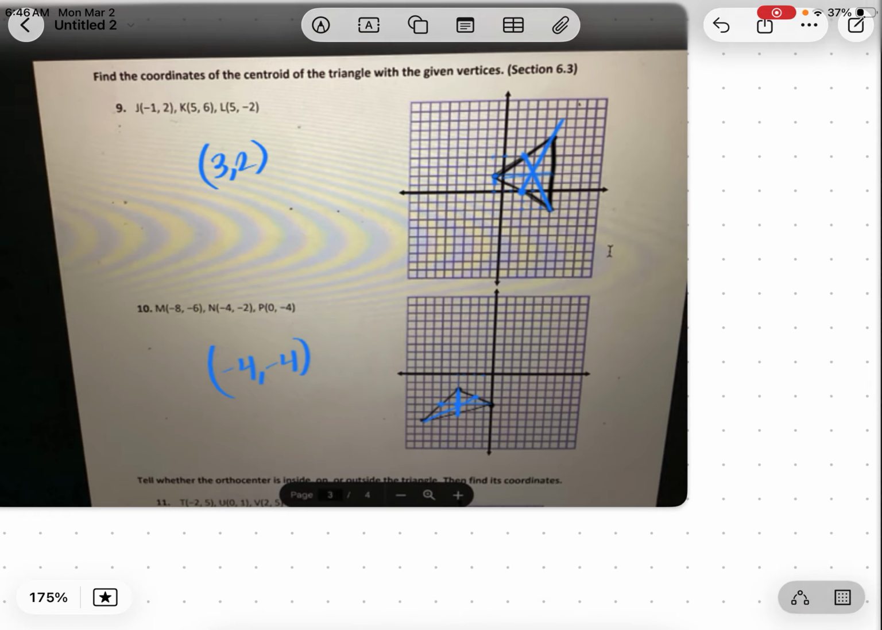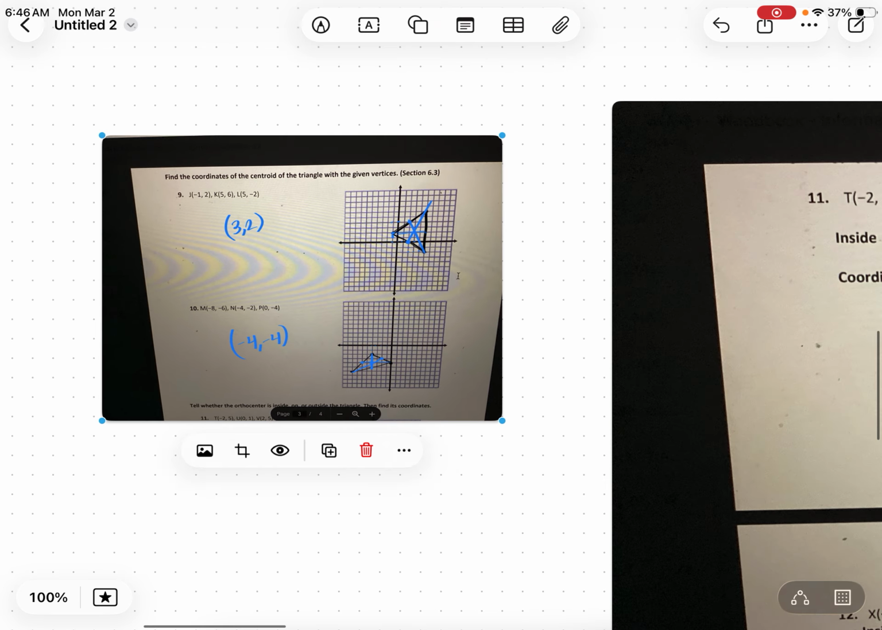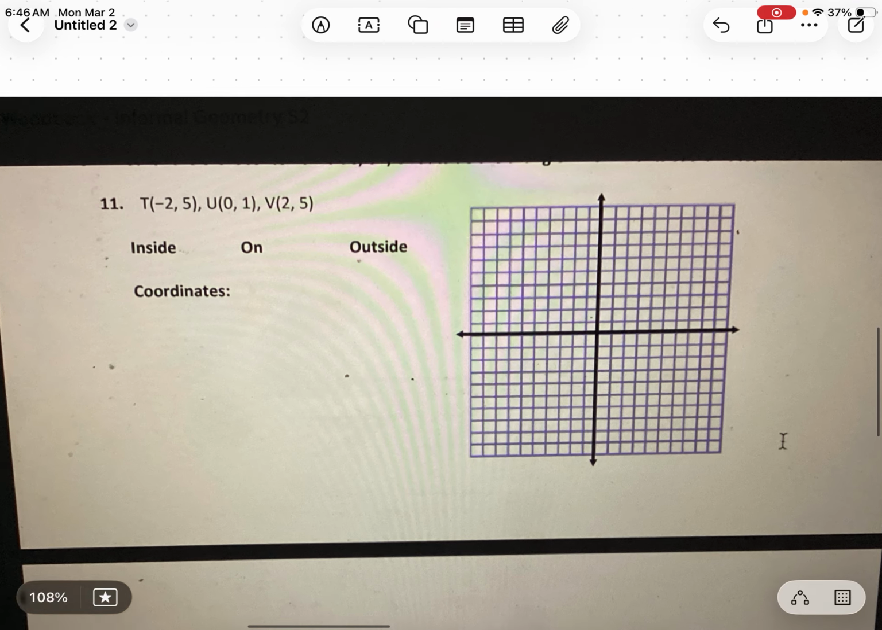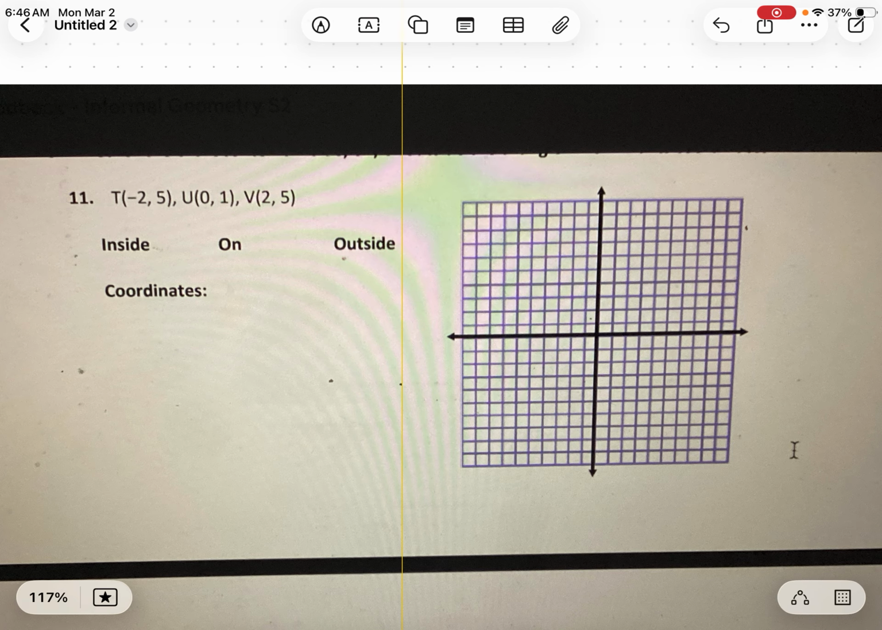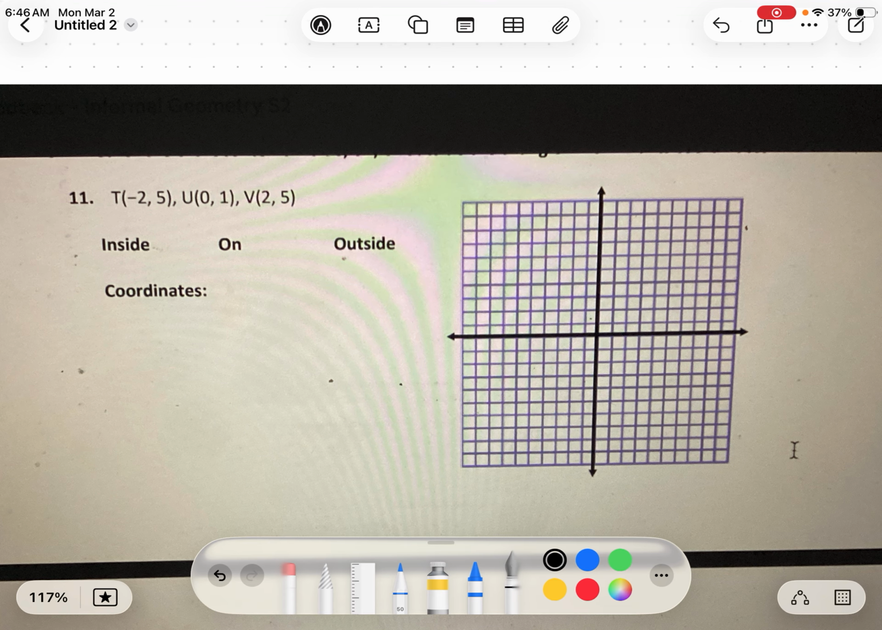Okay, so I accidentally cut off the directions. It says tell whether the orthocenter is on the inside or outside, then find its coordinates. So first thing I'm going to do is plot the points.